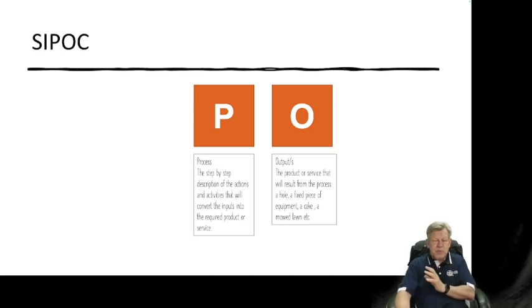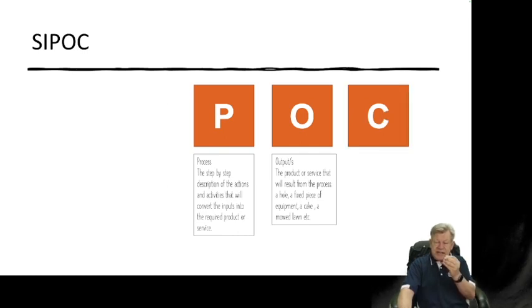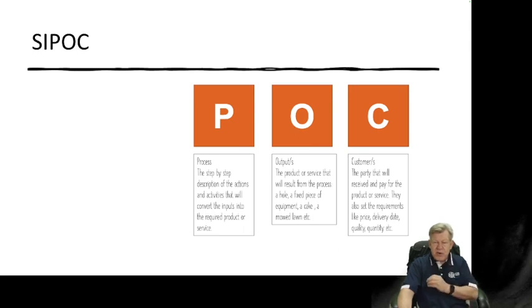O means outputs. This is what the process is producing. A concrete slab, a house, reinforcement, a tree that's chopped down, some eggs that are mixed, a spare wheel that's been changed. So that's the output. Now the output needs to meet C, which is the customer requirements. The customer is the person that is buying this. The customer is the person that is paying for this.